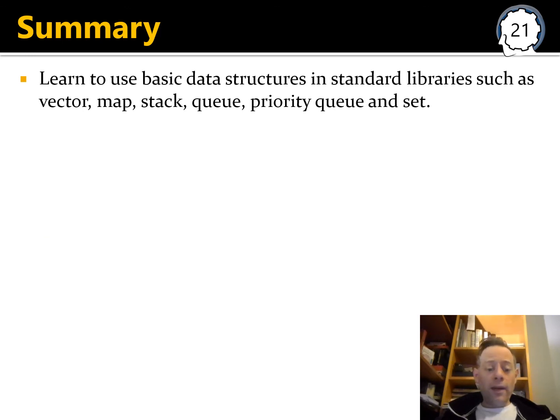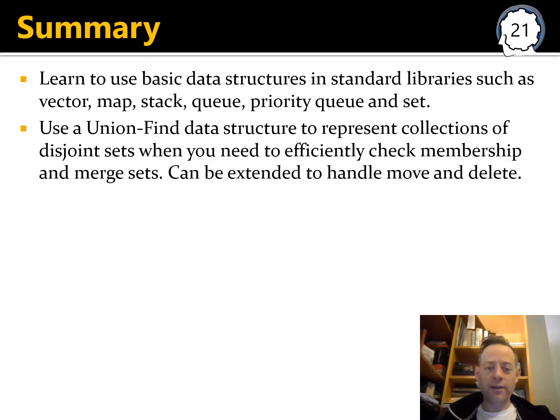Okay, so here's a summary of what I've been talking about today. First of all, learn to use basic data structures in standard libraries, such as vector, map, stack, queue, priority queue, and set. Also, unordered map is very useful because it's very efficient. You should use the union find data structure to represent collections of disjoint sets when you need to efficiently check memberships and merge sets. And as you will do in the exercise almost union find, you can also extend this to handle move and delete.